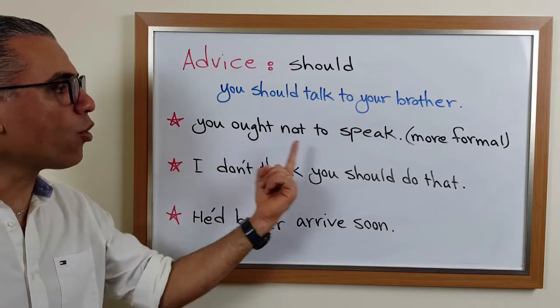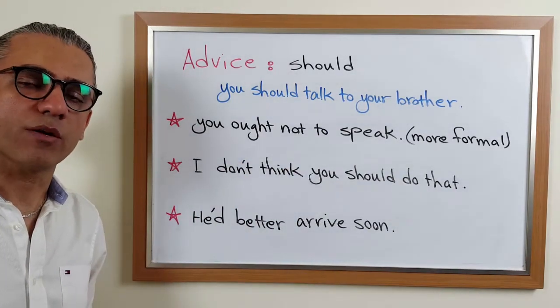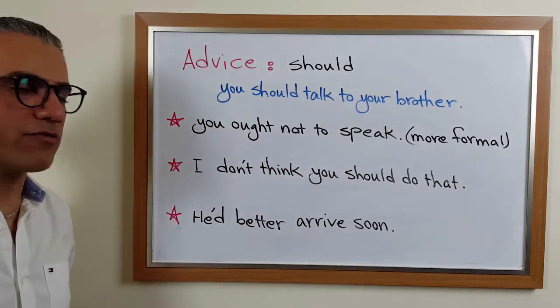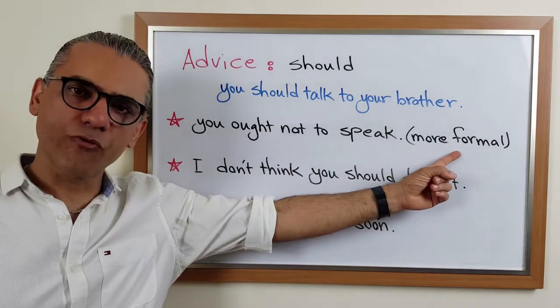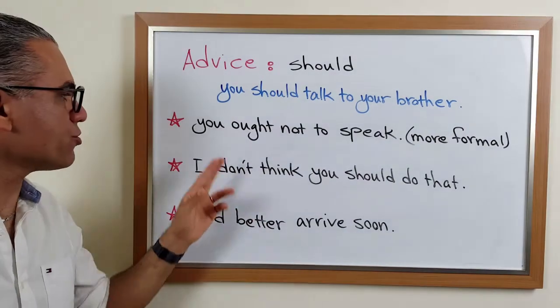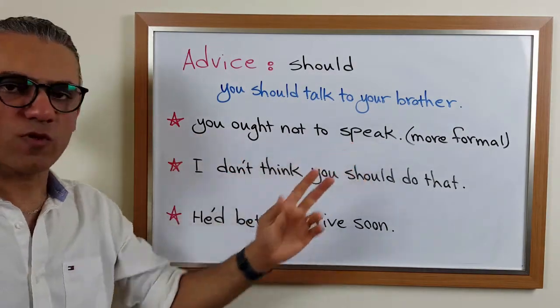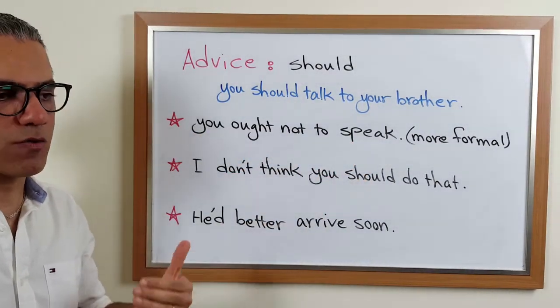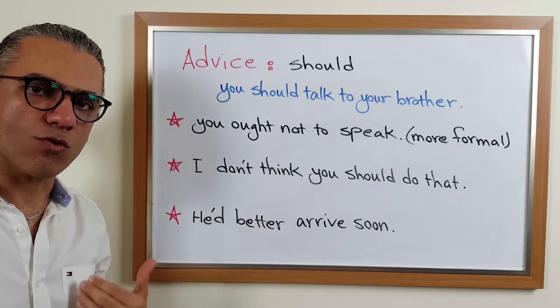We have also other ways to express or to describe this function. We could use ought to. Ought to is another modal verb we use to describe advice, and it is a bit more formal. And this is a negative form of a sentence with ought to. You ought not to speak. It means you shouldn't speak. So the negative form of ought to is ought not to.